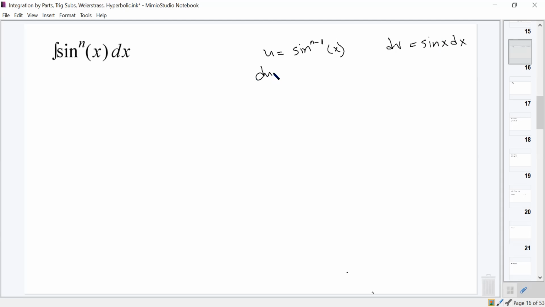So what does du then come out to be? This is u to the n minus 1, right? With u equal to sine x, that's the chain rule. So it should be n minus 1 times sine to the n minus 2, times the derivative of sine x, which is cosine x, dx. And what does v equal? Integral of sine should just be negative cosine, right? Everybody good with u and dv and du and v? Yeah, those look good. Okay.